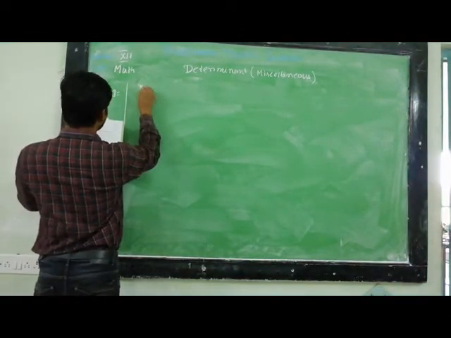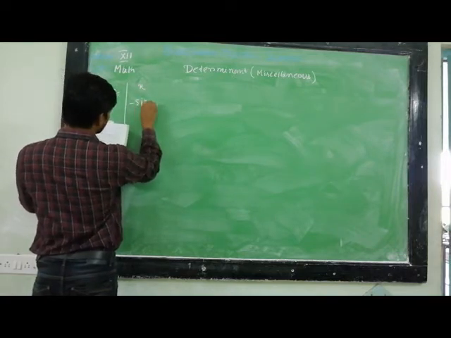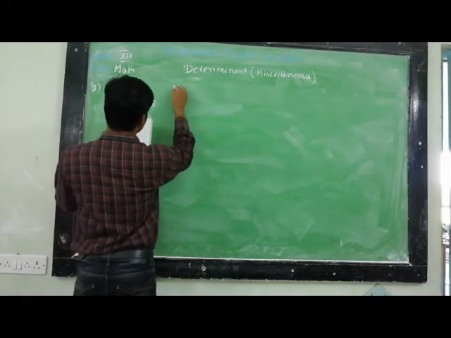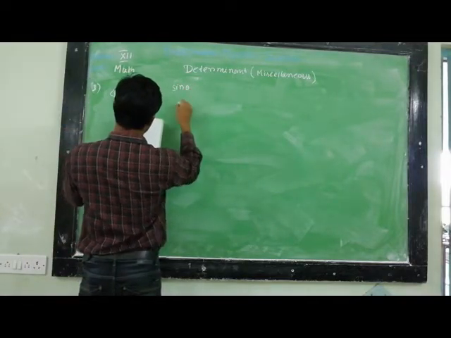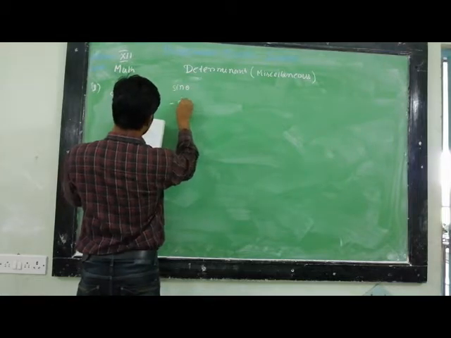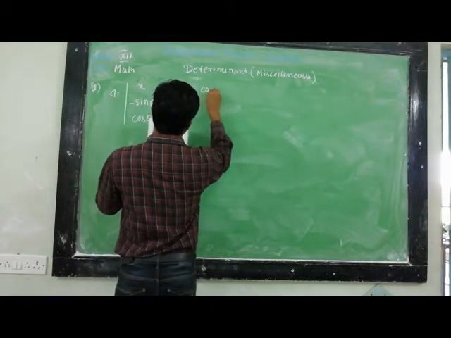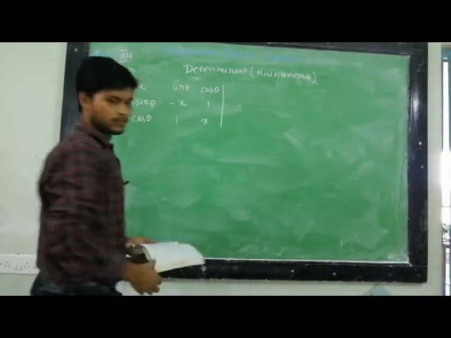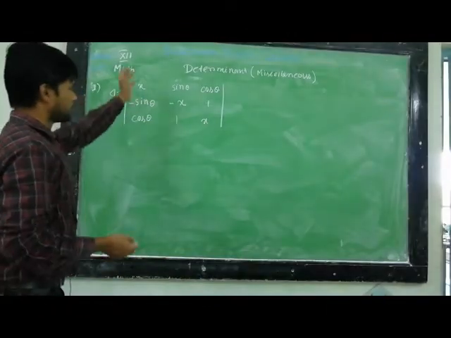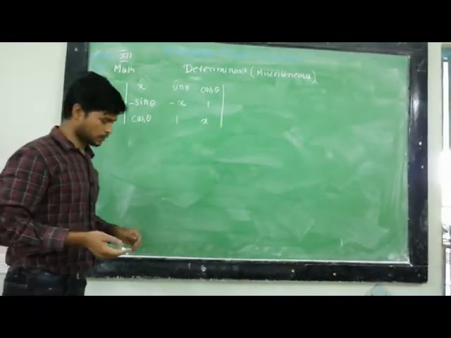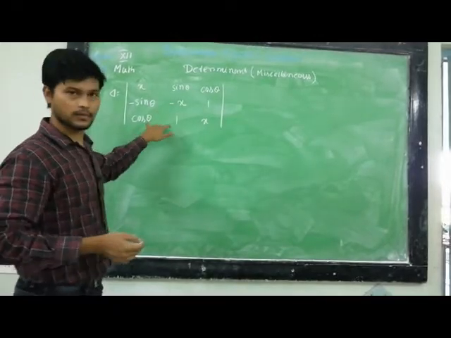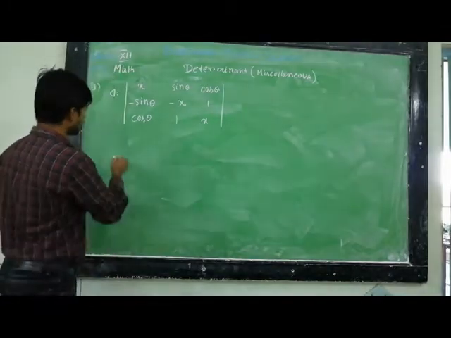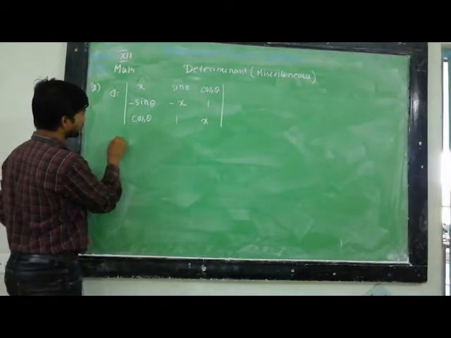So delta equals x, minus sin theta, cos theta; sin theta, minus x, 1; cos theta, 1, x. Now how to solve the problem? It's very easy. Expand the determinant along the first row, or you can choose any row or column. So I am expanding the determinant along the first row.